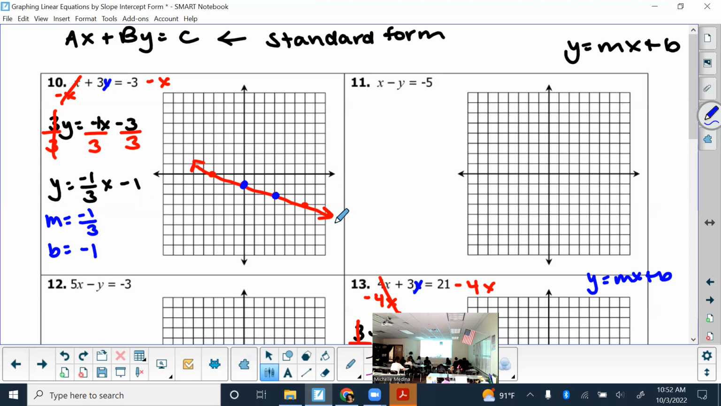Make sure it's in slope-intercept form. Plot your y-intercept. Use your slope to plot your next point. Questions there?